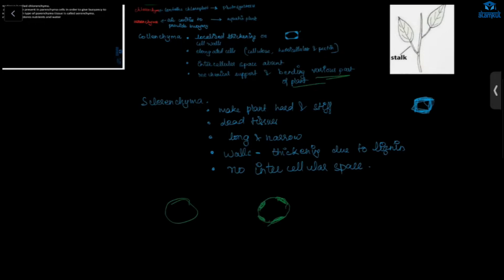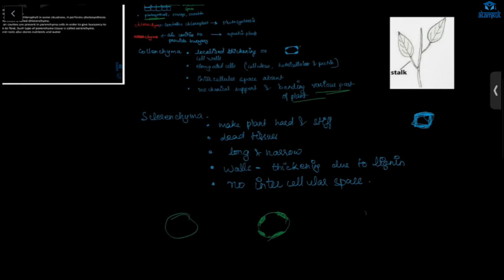And for the sclerenchyma, there will be thickening due to lignin. Also here there won't be any intercellular spaces. So what will this function be? Sclerenchyma are dead, stiff and hard. This is also for mechanical support. We have the bark, right? In old trees, it will be made of sclerenchyma.